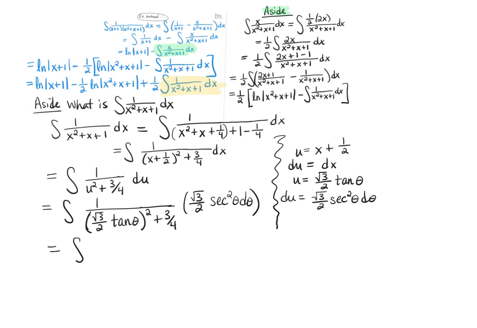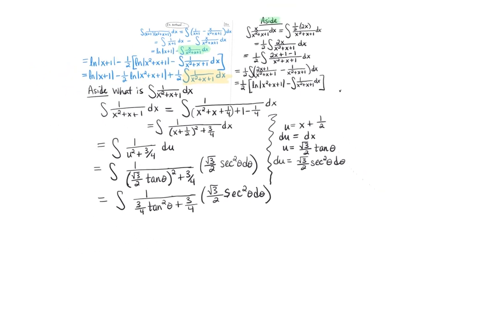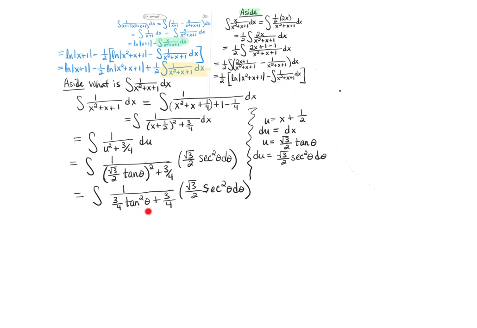And we get the integral of 1 over 3/4 tangent squared theta. Now we're squaring, remember? And then we have plus 3/4 times the square root of 3 over 2 secant squared theta d theta. And then what we want to do is use the identity for tangent squared theta. Remember, we have that. But we actually don't want to use the identity for tangent squared theta. Let's take a look here. You have 3/4 here, 3/4 here.